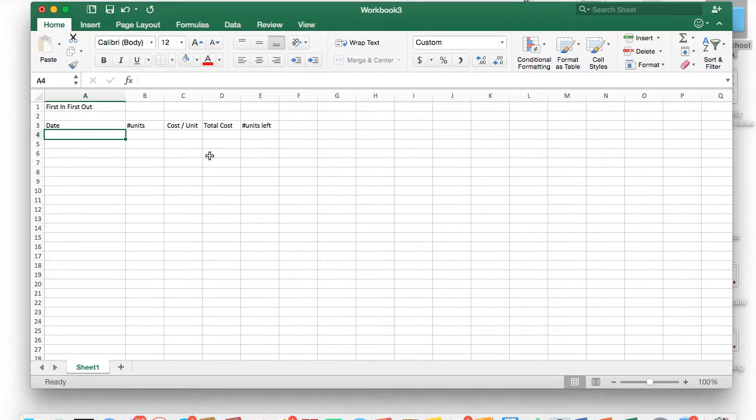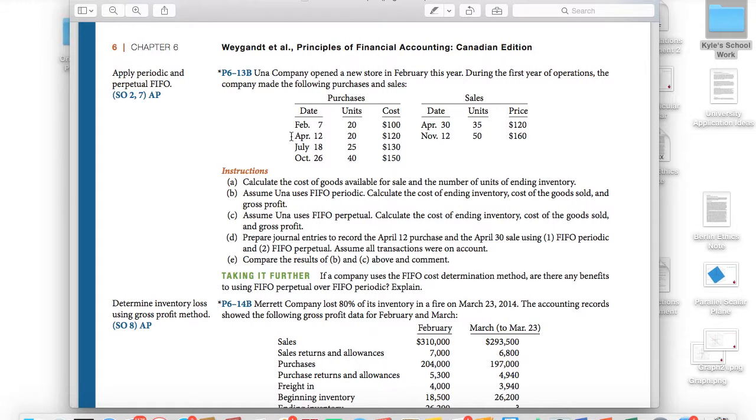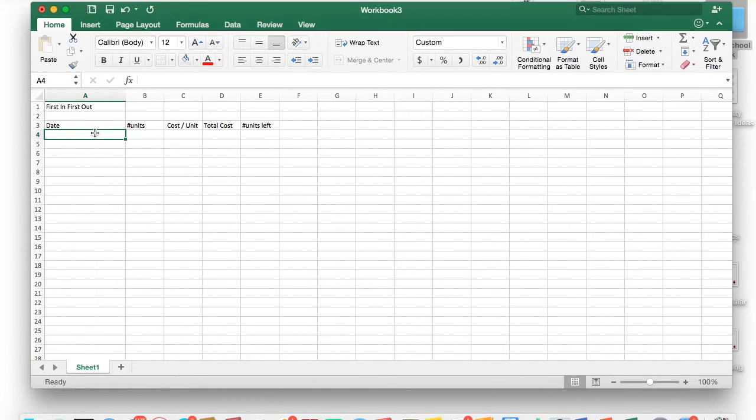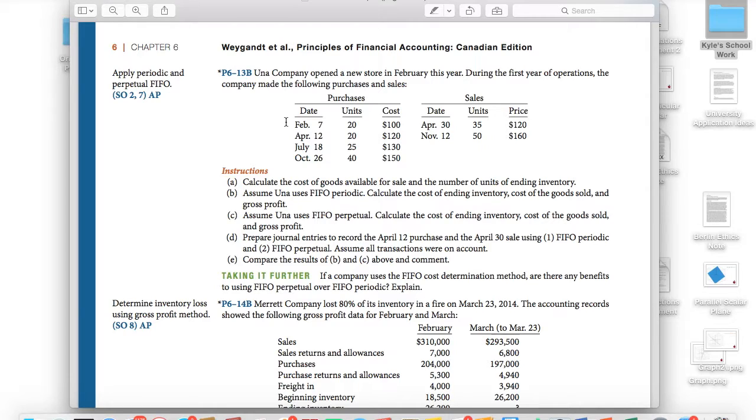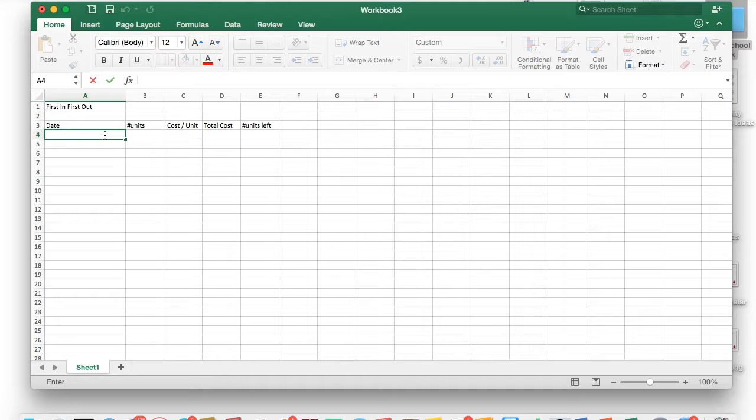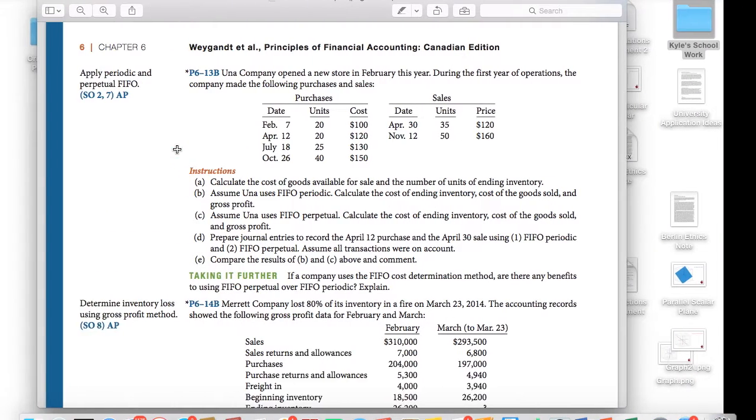So first, what you want to do is take the data that we have from here and record it in the Excel sheet. We'll start off with the first purchase. The date is February 7th with a purchase of 20 units at $100. So we'll just put that down. The date, February 7th. Number of units was 20. And the cost per unit, I believe, was 100. Yes.